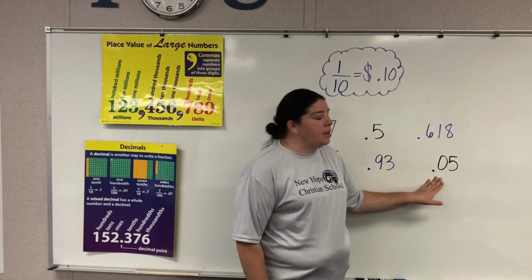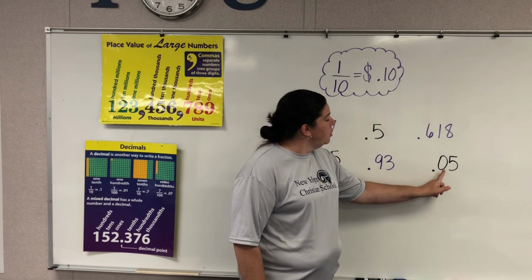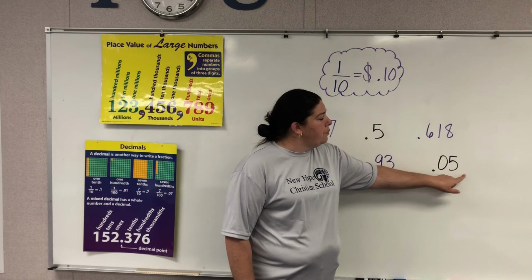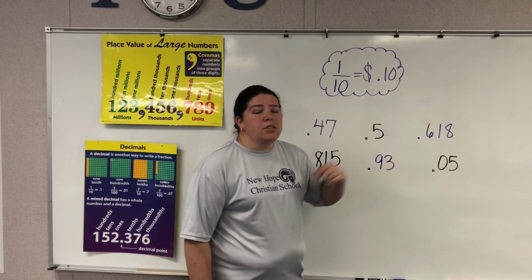And our last one, now remember, it goes on place value, not the number. You don't say 0.5, you say 5 hundredths. Okay? Let's go over your worksheet.